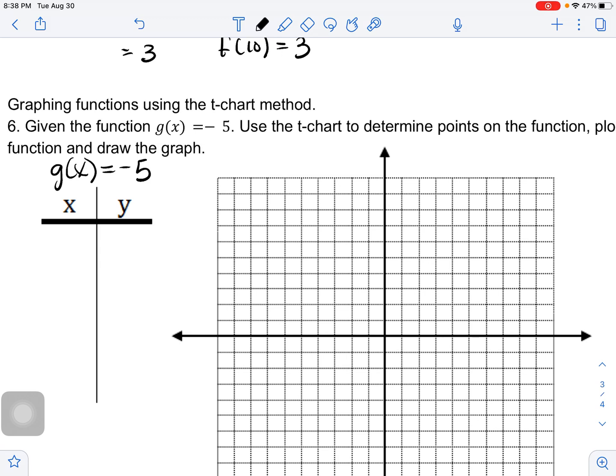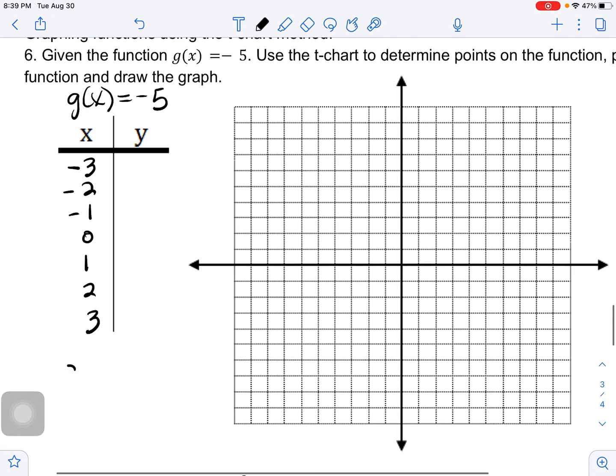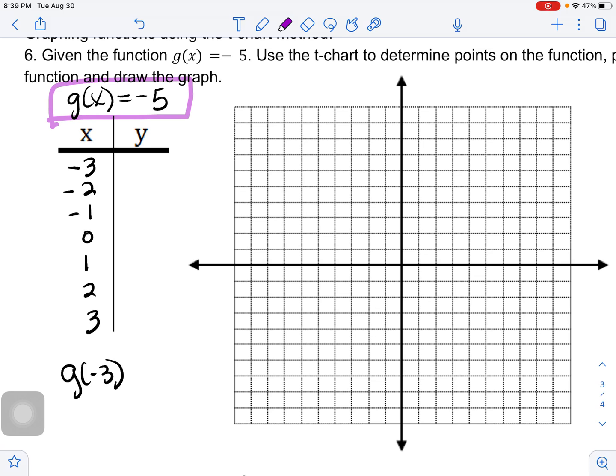There is nothing listed in the x side of the t-chart, which means you can choose what to place there. I will generally choose a couple of negative numbers, 0, and a couple of positive numbers, and I'll kind of keep them together. So how about we choose -3, -2, -1, 0, 1, 2, 3. So we're going to begin by plugging in -3. So if I come to the function g of -3, I notice that this particular function doesn't have an x variable, which means there is no place to substitute that -3. G of -3 is simply -5.